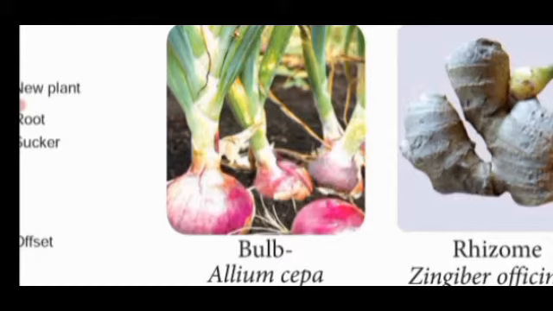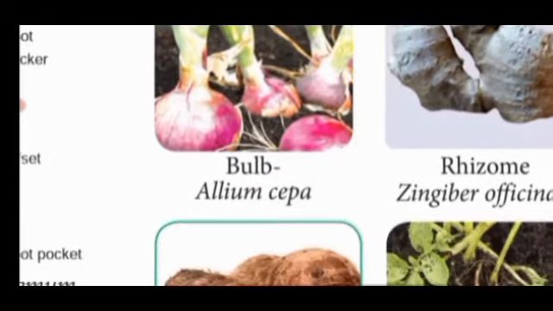Example, onion. These are of two types. One is the simple tunicated bulb. Example, Allium cepa, onion. The other is the compound tunicated bulb. Example, Allium sativum, garlic. The scaly bulb has narrow scales that partially overlap each other by their margins only. Example, Tulipa species. The next is the corm.